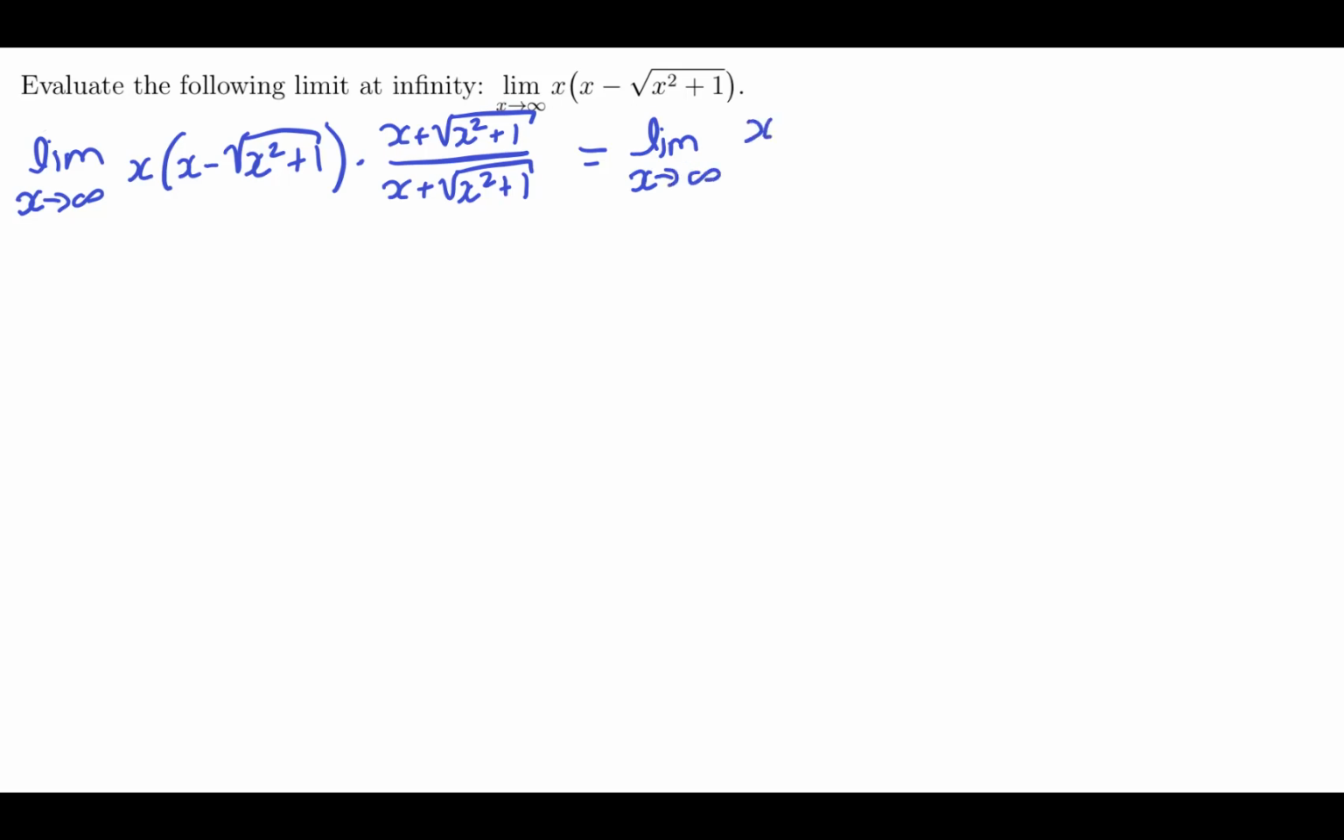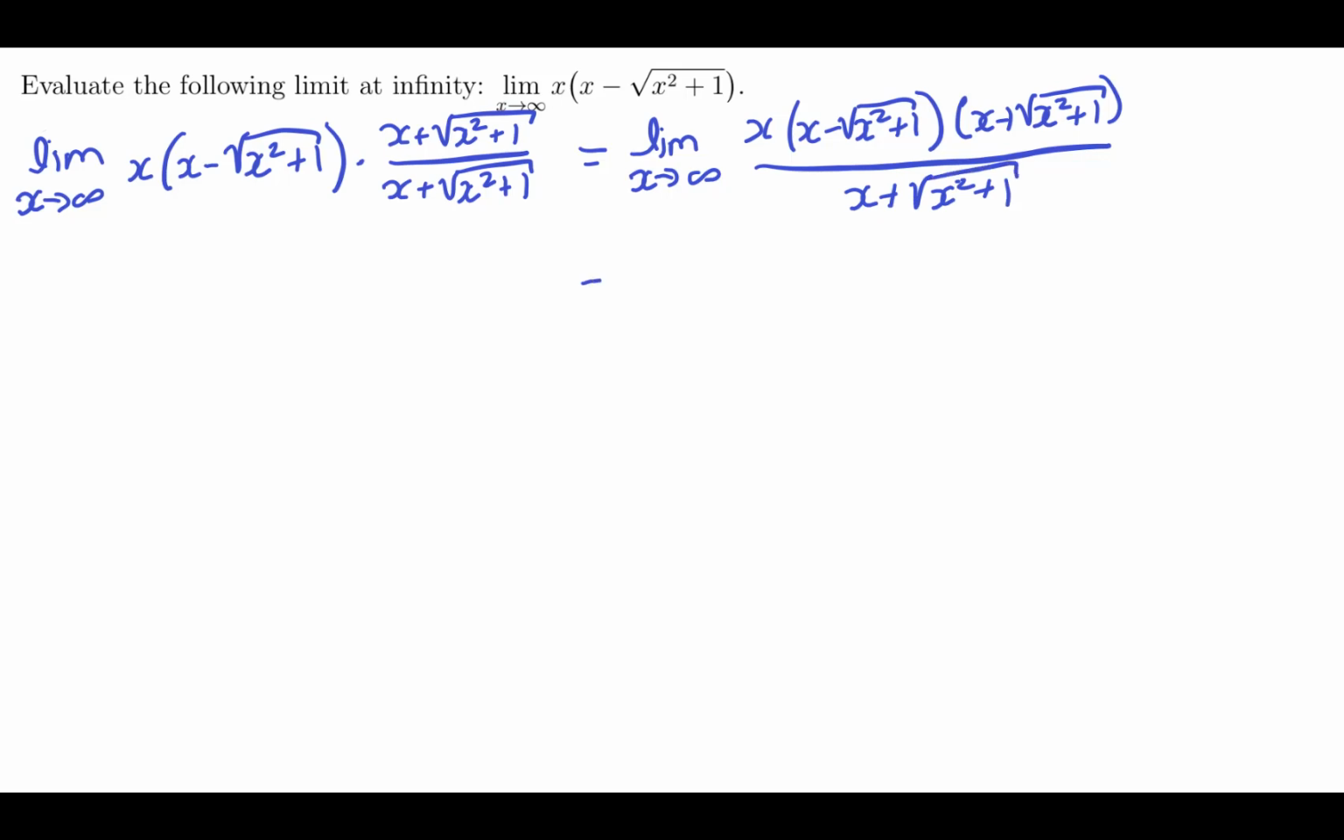Now let's rewrite everything in the numerator. We have x times (x minus square root of x squared plus 1) multiplied by the conjugate (x plus square root of x squared plus 1). And now in the denominator, we have x plus square root of x squared plus 1.